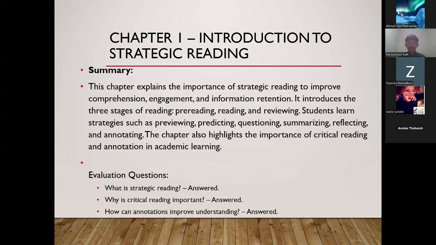Chapter 1 is Introduction to Strategic Reading. This chapter explains the importance of strategic reading to improve comprehension, engagement, and information retention. It introduces the three stages of reading: pre-reading, reading, and reviewing. Students learn strategies such as previewing, predicting, questioning, summarizing, reflecting, and annotating. The chapter also highlights the importance of critical reading and annotating in academic learning.